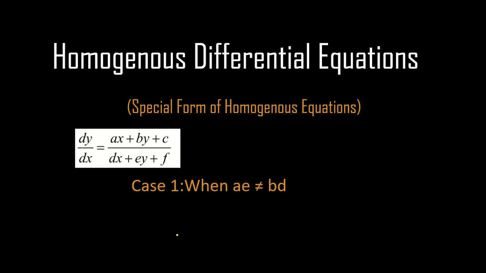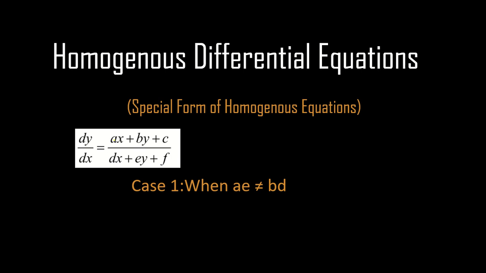In this video, let us see how to solve homogeneous differential equation. That is a special form of homogeneous equation where you have dy by dx in the form (ax plus by plus c) divided by (dx plus ey plus f), where a, b, c, d, e, f are constants. So let's look into case 1 where ae is not equal to bd.